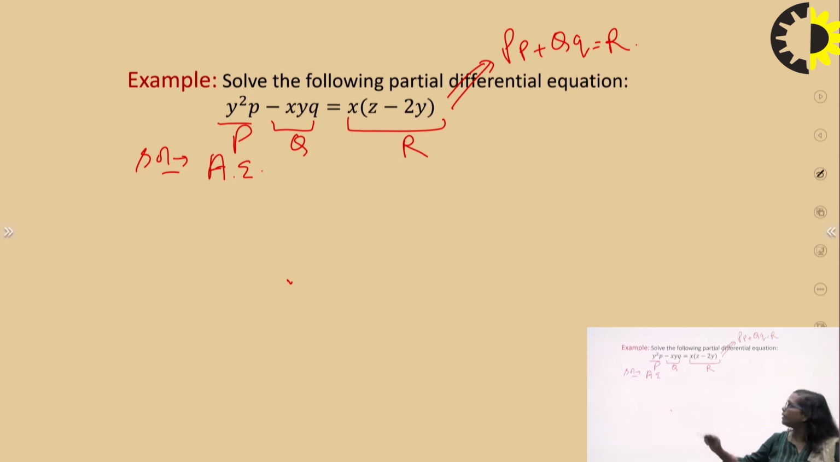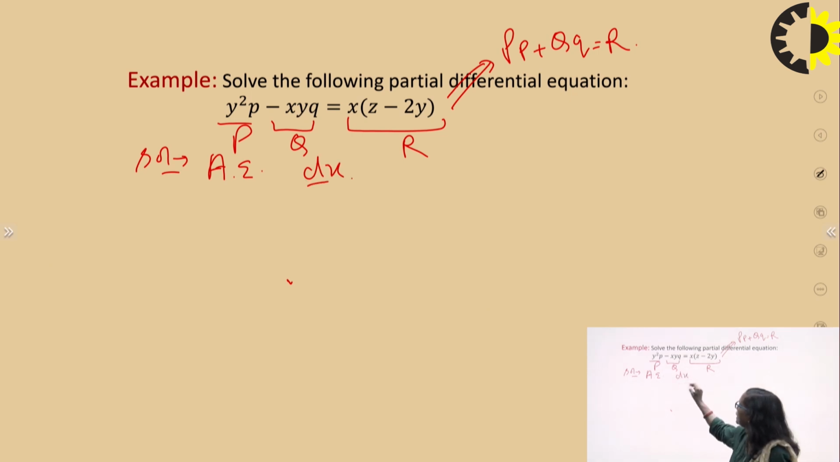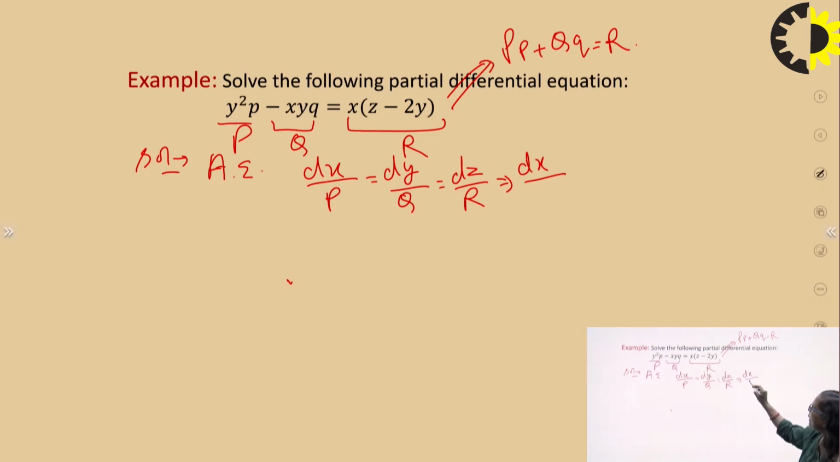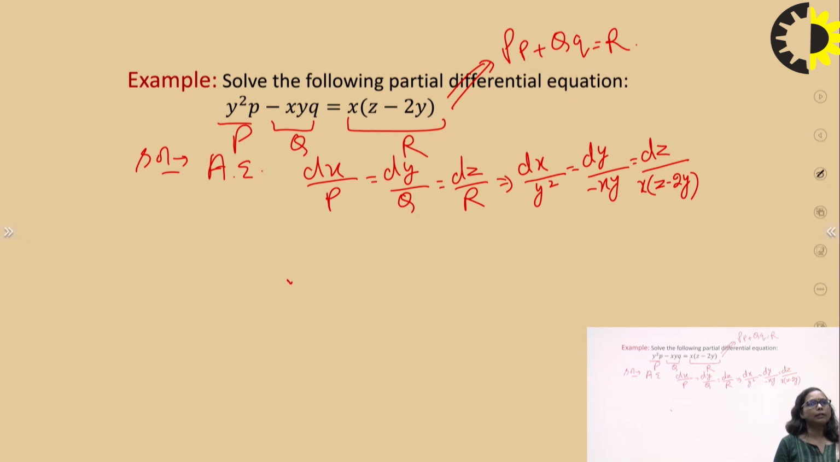The auxiliary equation is of the form dx by capital P is equal to dy by capital Q is equal to dz by capital R. This is the auxiliary equation. So just put the values of P, Q, R over here. We write it in the form dx upon P, which is y square, dy upon the capital Q, which is minus xy, and dz upon the capital R, which is x into z minus 2y. This is capital R. So first we write down the auxiliary equation.